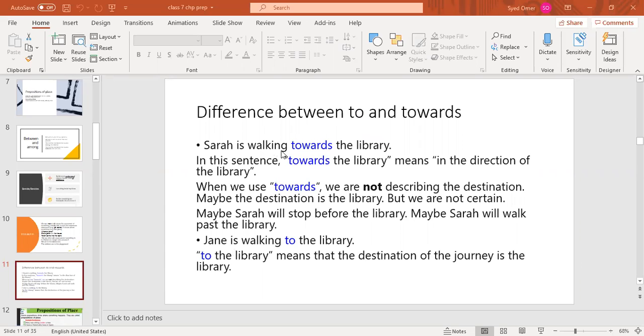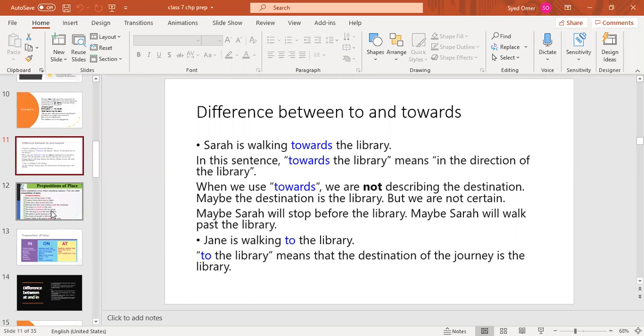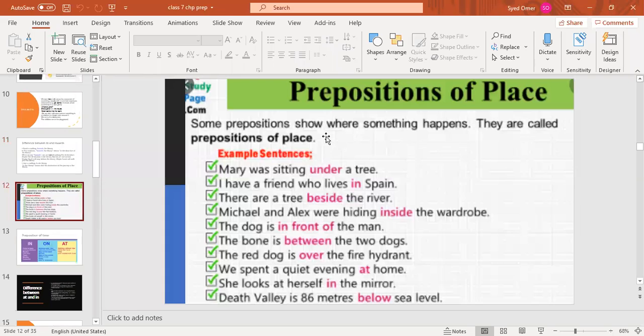There are many more because prepositions are many. These are some prepositions of place with examples. Mary was sitting under a tree. I have a friend who lives in Spain. There is a tree beside the river. Michael and Alex were hiding inside the wardrobe. The dog is in front of the man. The bone is between the two dogs.